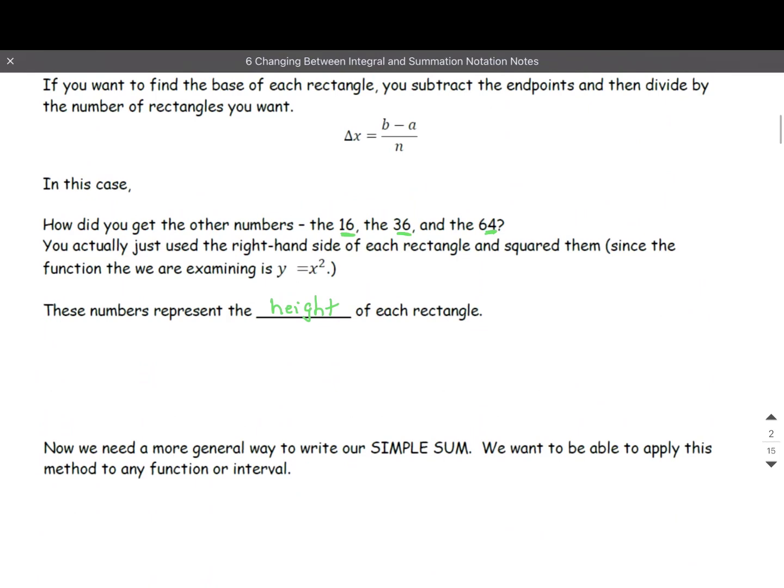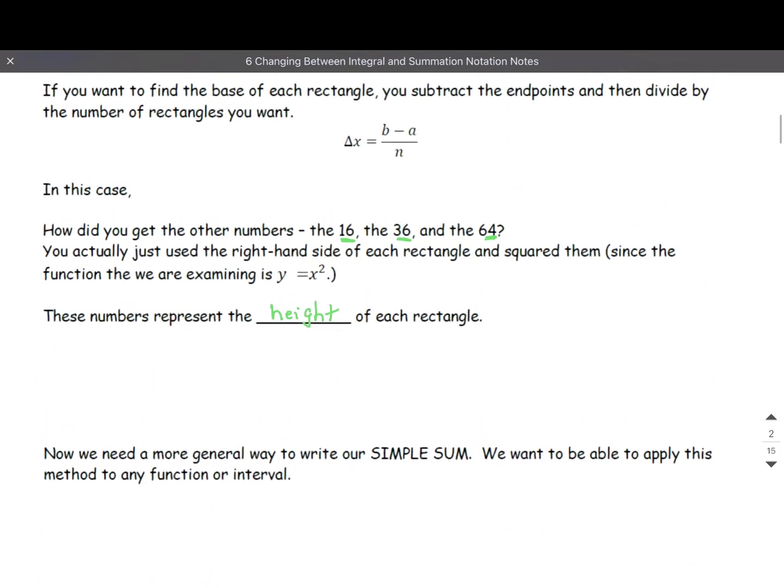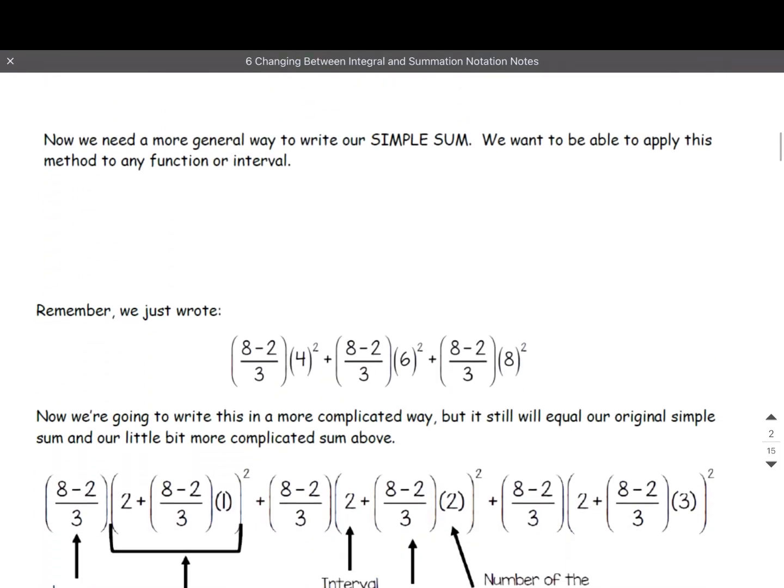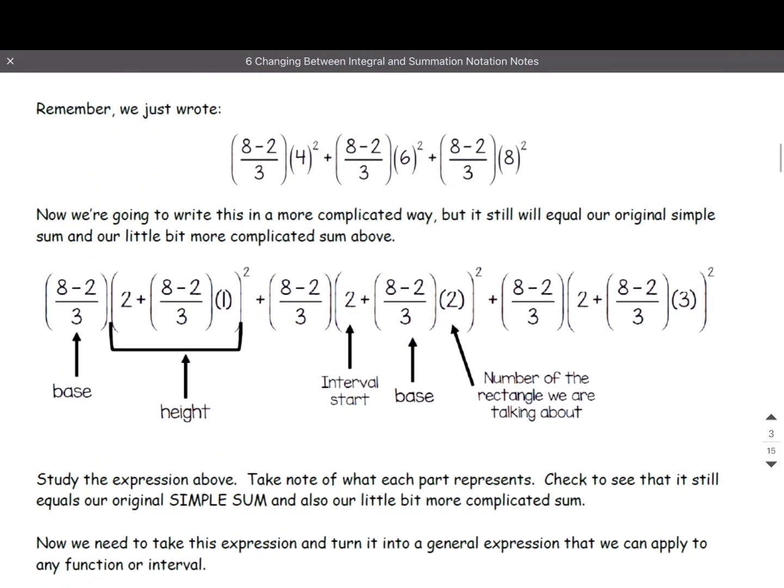Now we need a more general way to write our simple sum. We want to be able to apply this method to any function or interval. So this 8 minus 2 over 3, that's delta x. So we have delta x times the 4 squared, right? That's what we get when we substitute the 4 into the function. Delta x times 6 squared and delta x times 8 squared, right? This is just f of 4 plus f of 6 plus f of 8. So it's the same sum.